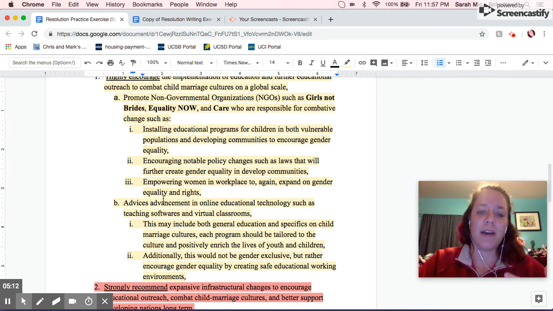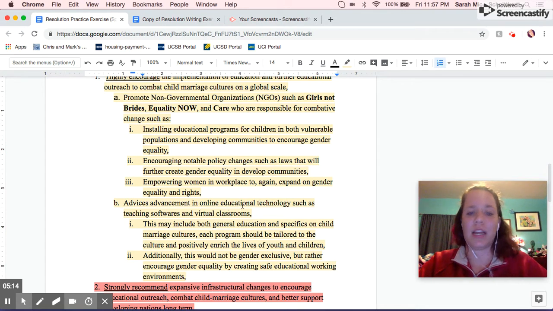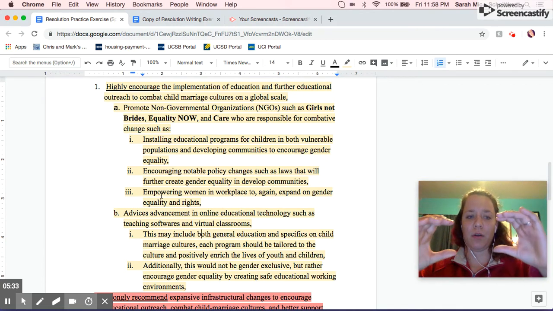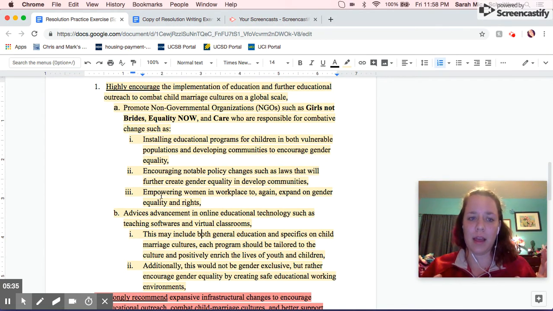The next one is advised advancement in online educational technologies, such as teaching softwares and virtual classrooms. We even explained what that would mean. This may include both general education and specifics on child marriage cultures. We broke it down to make a strong operative clause by implementing the format of this idea broken down, with our umbrella kind of holding it all together.